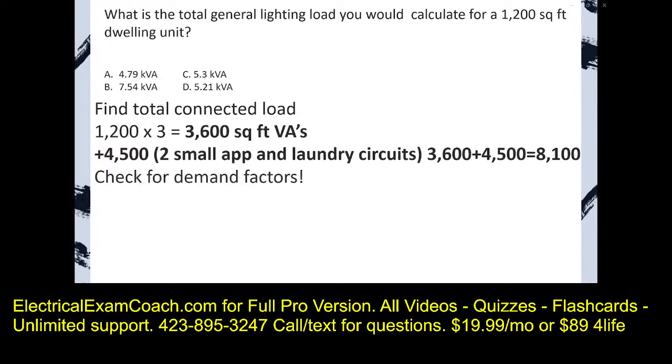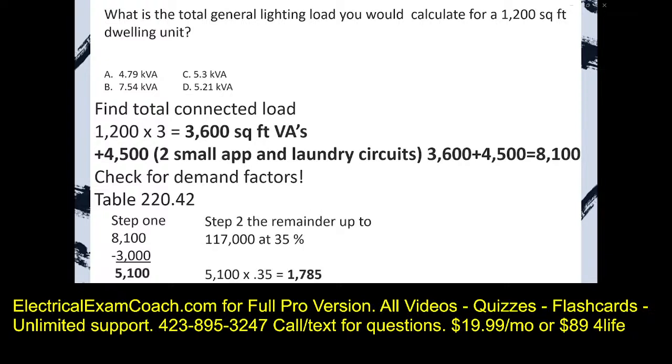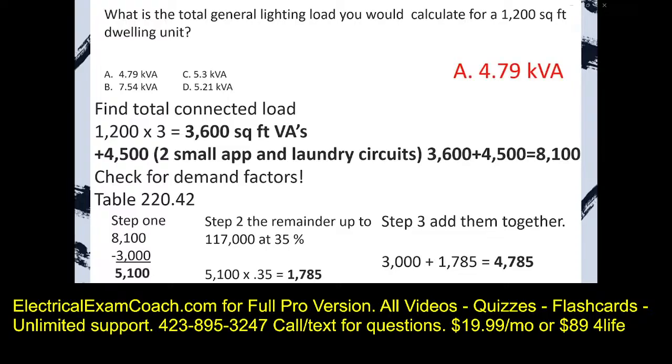Now we check for demand factors. We head to table 220.42. Step 1, we're going to minus 3,000 and take it at 100%. Step 2, we're going to multiply that by 0.35. All we have to do now is add them back together, and we end up with a new reduced load of 4,785 VAs, and we select A. Great job.